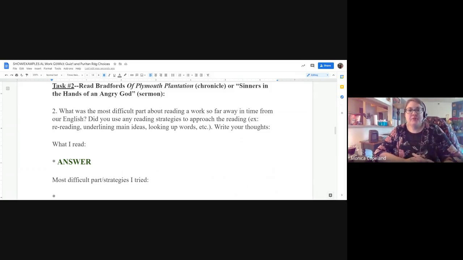What was the most difficult part about reading a work so far away in time from our English? Because that can be a difficulty for people. Did you use any reading strategies to approach the reading? So did you reread? Did you underline? Did you look up words to write your thoughts? So whatever it is, so first answer what I read.